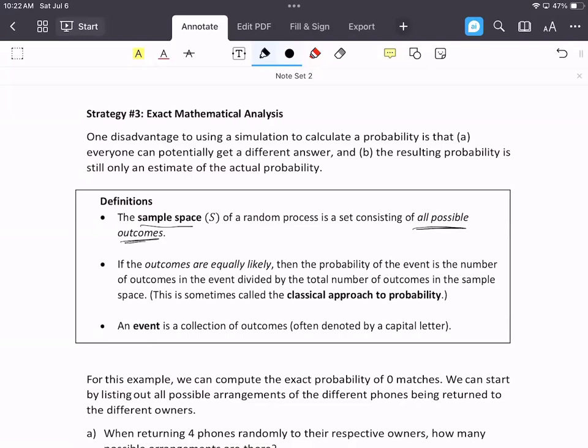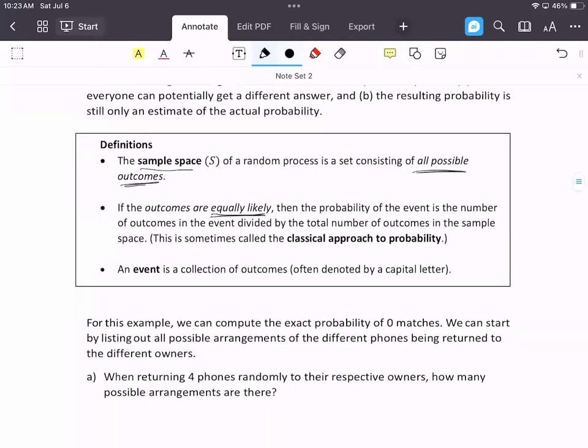Now, if all the outcomes are equally likely, so the outcomes have to be equally likely, then the probability of the event in question is the number of outcomes in the event divided by the total number of outcomes in the sample space. This is sometimes called the classical approach to probability. An event is a collection of outcomes, and you often see it denoted by a capital letter. So let's see how that would work.